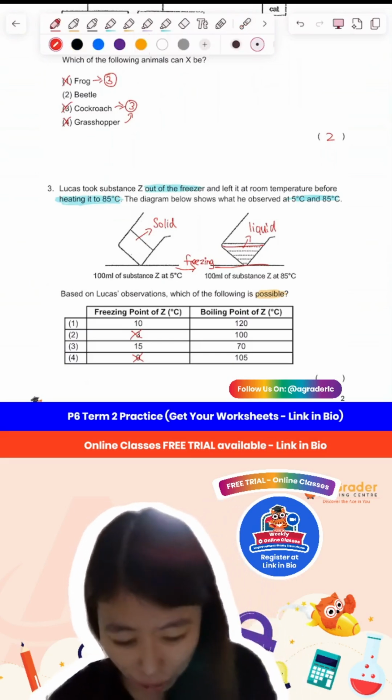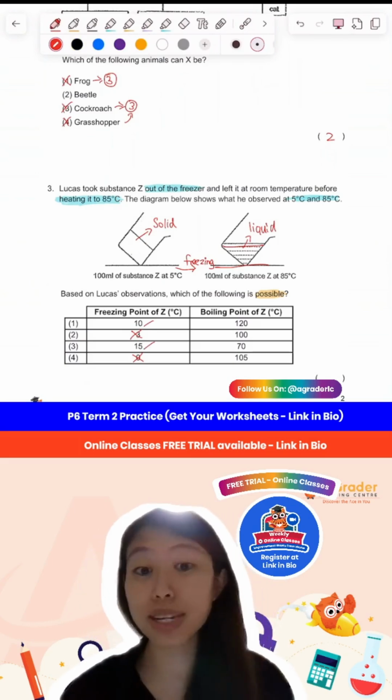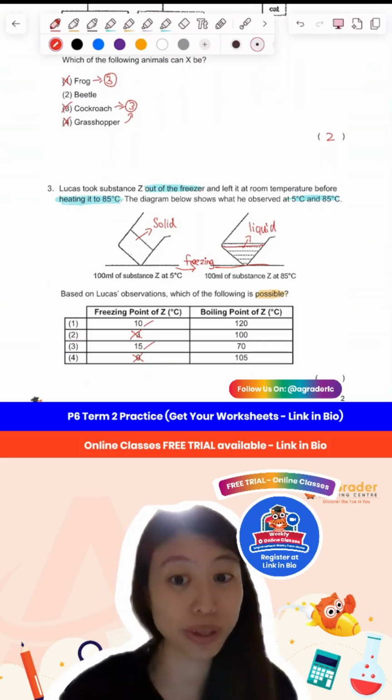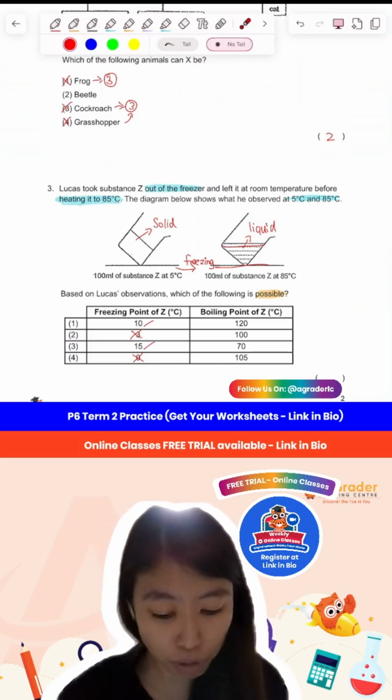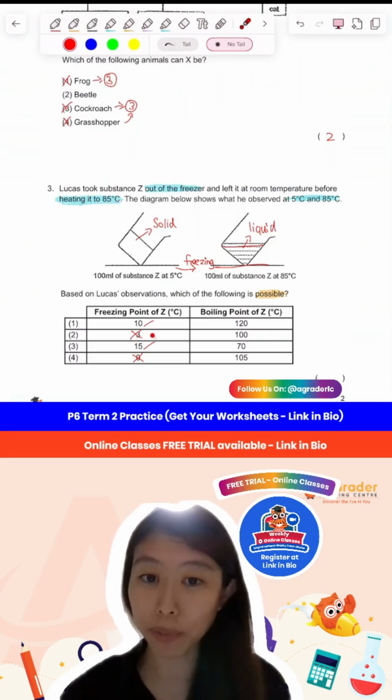Take note that at a higher temperature, it already starts to freeze. So maybe 6 degrees, maybe 7 degrees, we wouldn't know yet. We do not have enough information here to exactly determine the freezing point. So these two are possible.